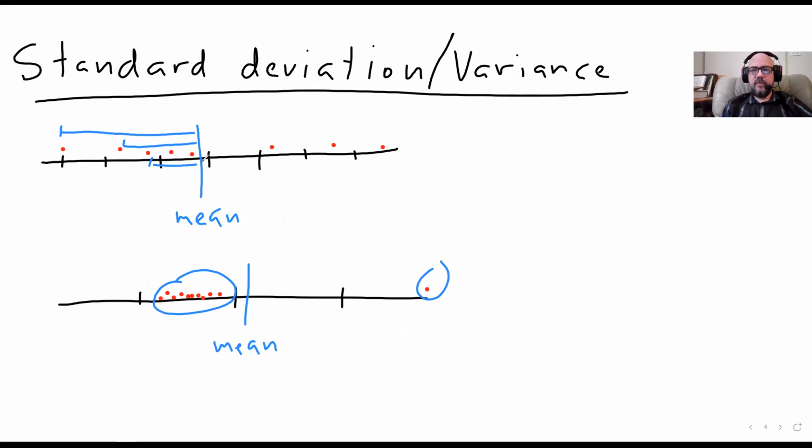So when I subtract, I get a negative number. When I do X minus X bar for this number right here, I would get a positive number because this number is bigger than the mean.